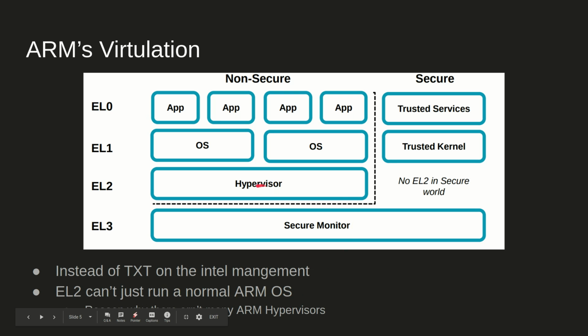So you can't just port a normal Linux operating system here and modify it so it becomes a hypervisor. It just doesn't work. Though in later versions, I think ARM version 8.4, they actually implement this so that EL2 can run with a virtual EL0. So that's fine.